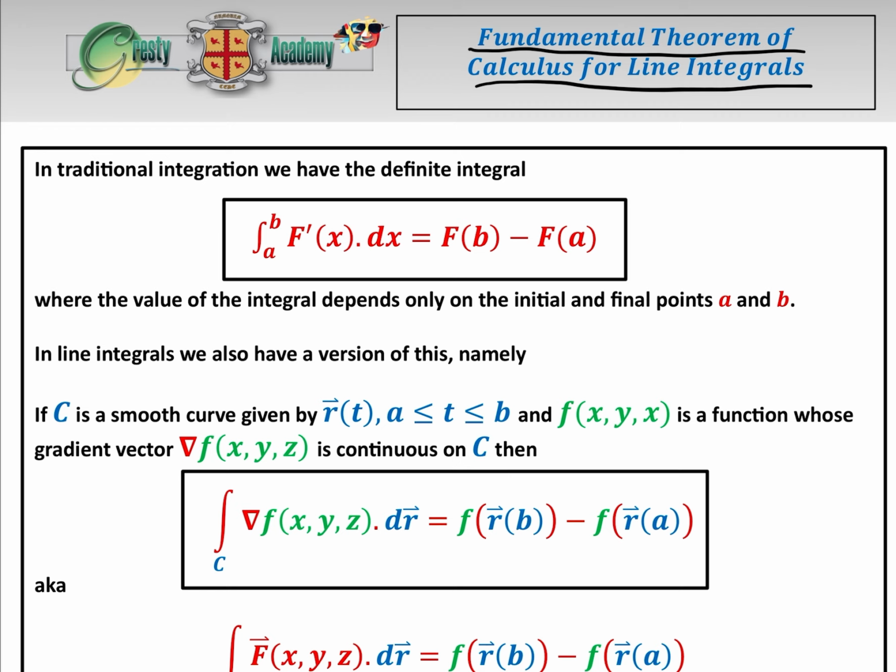But anyway, in traditional integration of one dimension, we have the definite integral between a and b of f dash x dx is f(b) minus f(a), where the value of the integral depends only on the initial and final points a and b. And what we're looking for is a version of that which works for vector line integrals.